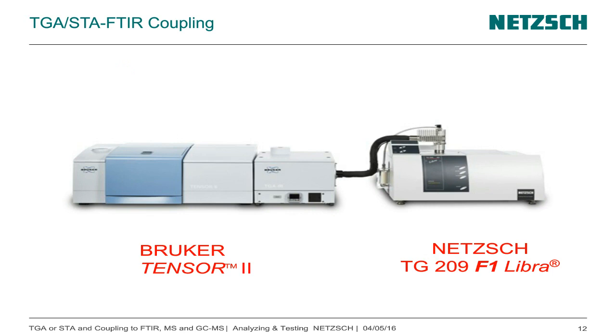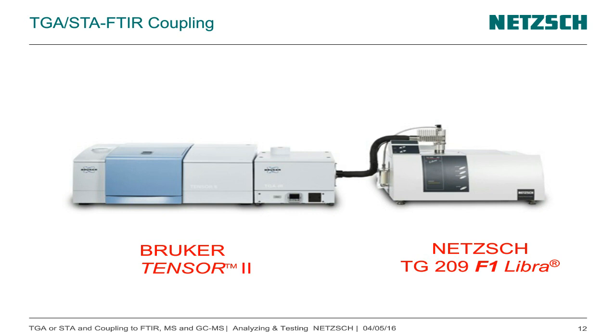Here you see one of the possibilities which we have. On the right side, a TGA, our TG 209 F1 Libra, coupled with a Tensor 2 from the company Bruker. In the middle there's an external FTIR measuring cell, so that you can use the internal measuring compartment for doing other measurements. If you do not want an external one, it's also possible to use it internally, but sometimes it's easier if you have both possibilities.